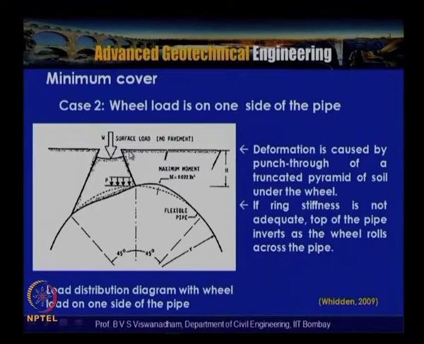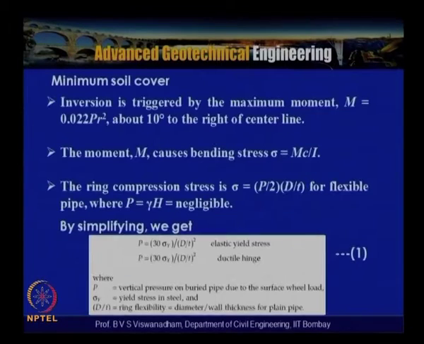This deformation is caused by the punching mode of failure, like a truncated pyramid of soil under the wheel. The inversion is triggered by the maximum moment, which is given as M equal to 0.022 P r square at about 10 degrees to the right of the center line. So when the load is on the left hand side, the maximum moment gets mobilized on the right hand side of the pipe, and this moment causes the bending stress sigma equal to Mc by I.